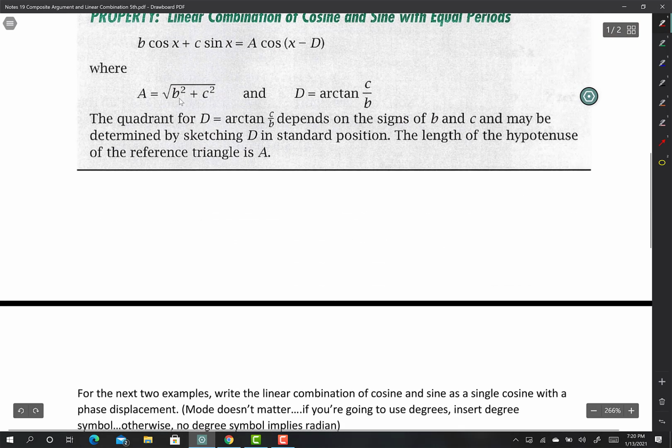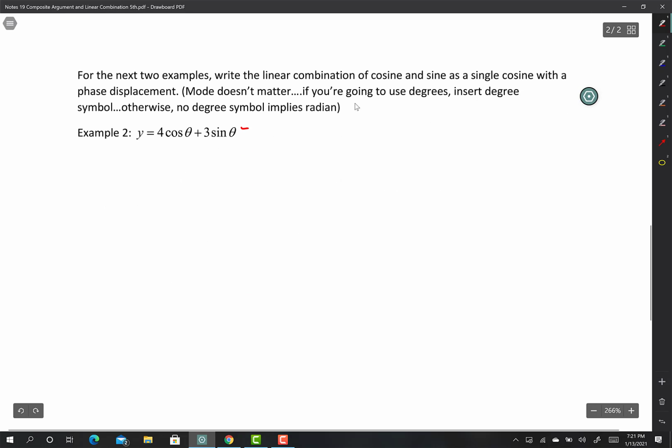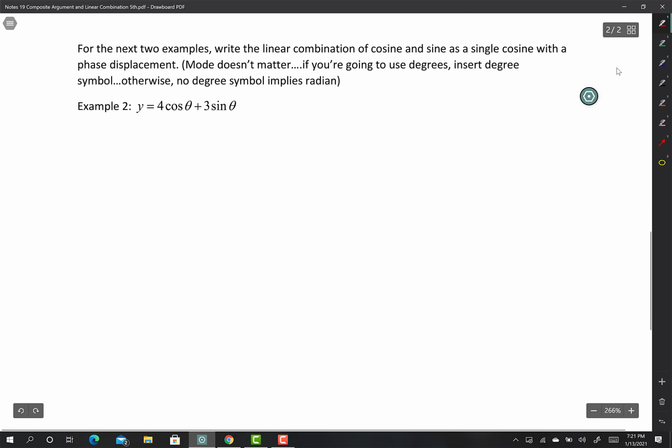You don't need to use these letters exactly, guys. I would probably stick with A for amplitude, but you don't have to use capital D. You can use any other letter. All right, here we go.